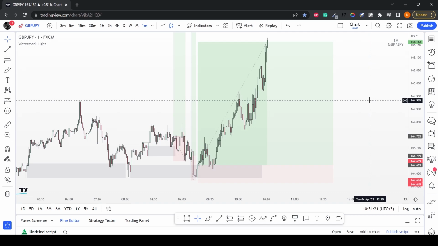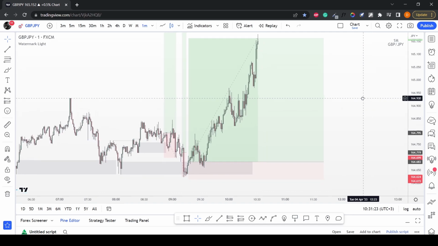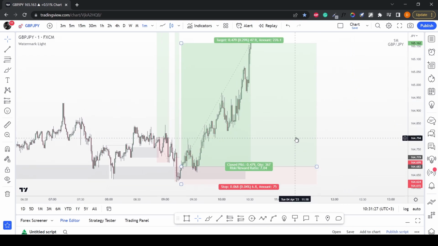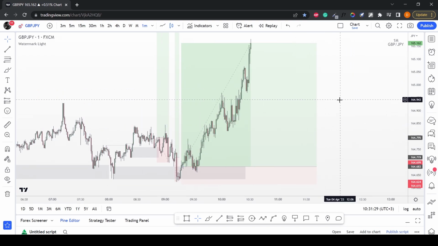Okay, so time for another update, and at last we have some winners coming in. Really happy for this one, especially after this spread taking me out.